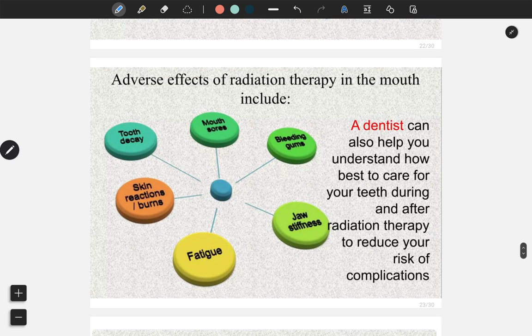What are the adverse effects of radiation therapy in the mouth? These are the following adverse effects. A dentist can also help you understand how best to care for your teeth during and after radiation therapy to reduce your risk of complications. Different salivary substitute tubes can be used to avoid further radiation effects. Teeth decay, skin reaction burns, mouth sores, bleeding gums, fatigue, and jaw stiffness should be properly managed.